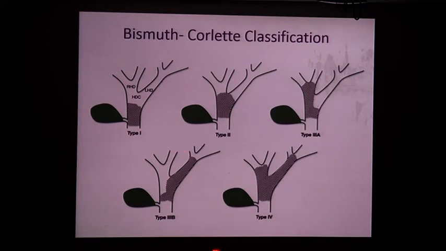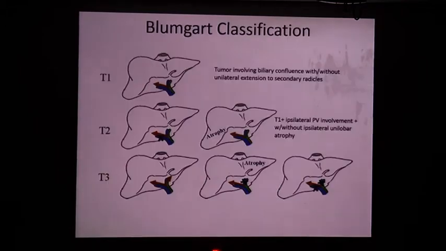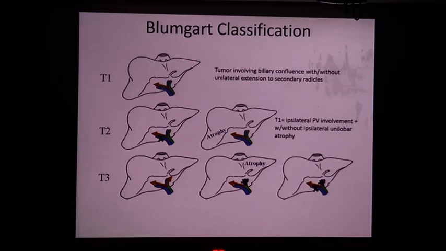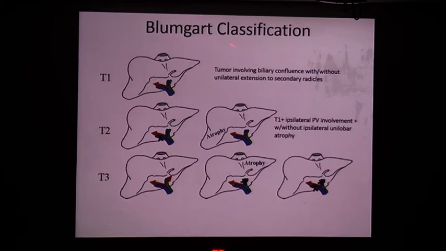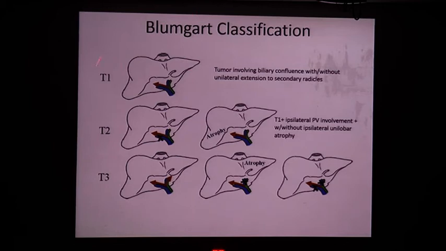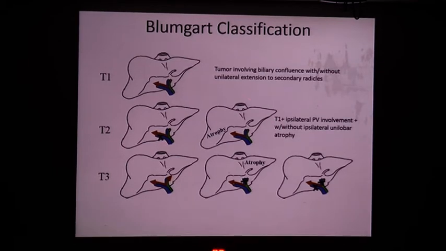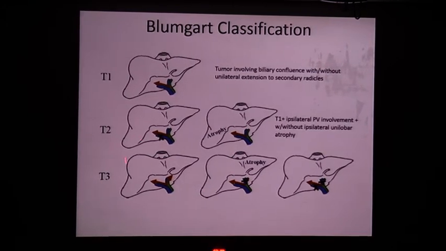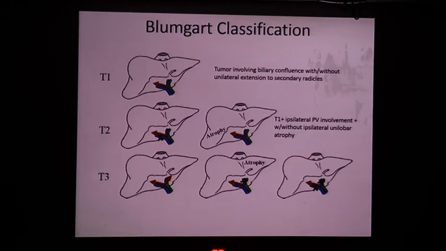You put them in one of these, and this helps you determine what kind of resection you are going to do. Sometimes we realize, and people have realized, this is not good enough. From Memorial Sloan Kettering, Jarnagin has come out with a classification which is T1, T2 and T3. Basically it says that T1 is confluence involvement, right or left, with extension. T2 is atrophy with or without ipsilateral vascular involvement. And T3 is either involvement with atrophy of the opposite side or vascular involvement of the opposite side.